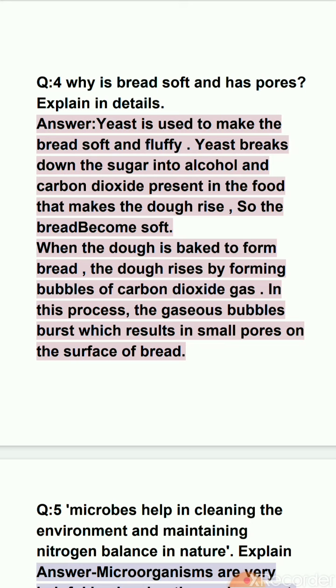And how does it get pores? When the dough is baked to form bread or any other cake as well, the dough rises by forming bubbles of carbon dioxide gas. In this process, the gaseous bubbles burst, which results in small pores on the surface of the bread.